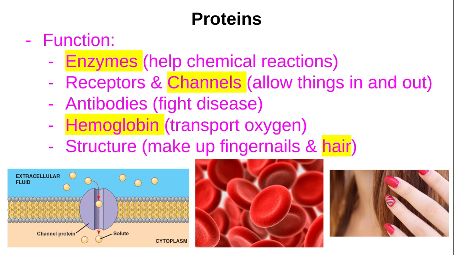And then they make up the structure of a lot of things. So keratin is a protein that makes up your fingernails and your hair. So they make up a lot of different structures in our body, which is why when we talked about DNA coding for proteins, we said, oh, your eyes are the color they are because of proteins, or your hair is the color it is because of proteins. So they do lots of different things.